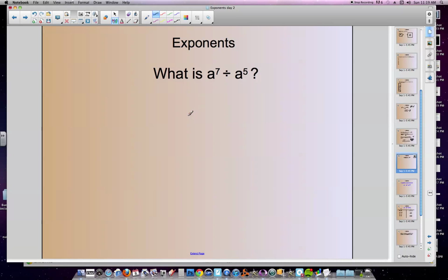So this means you have 7 a's. I'm actually going to switch over to my type tool here. We've got a times a. That's 2, 3, 4, 5, 6, 7. That's 7 a's divided by 5 a's. Yeah? That's what that means.